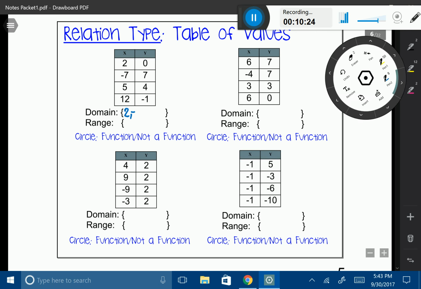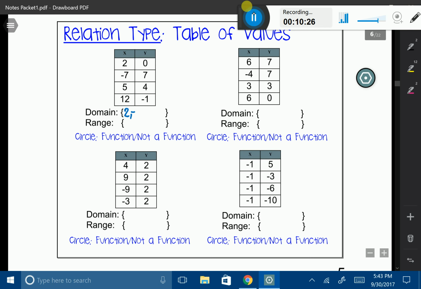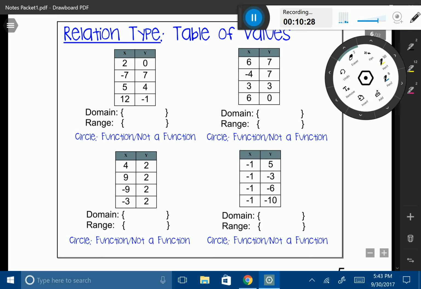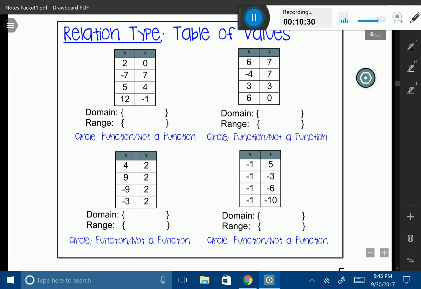Actually, I'm going to put these in order from least to greatest. You don't have to do that, but I kind of like to do it. Just makes it easier to look at. So it looks like I have -7, 2, 5, and 12. That's my domain. And then my range values are going to be -1, 0, 4, and 7. And I want to know, is this a function or not?